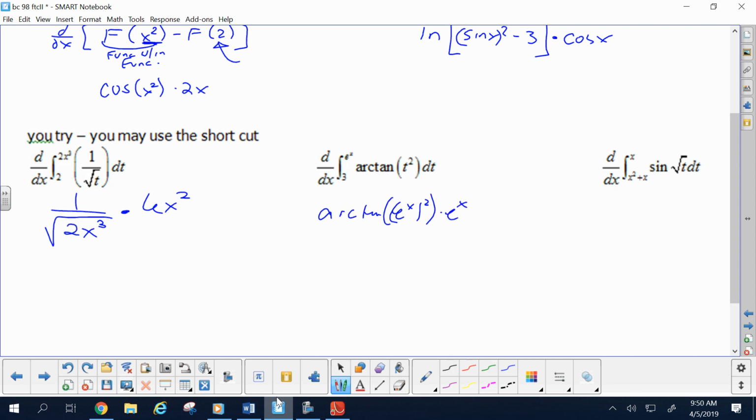And then throwing you a curveball, what is this one? Sine of root x times the derivative of the inside there is 1, so that's cool. And that's it? Plus or minus? Minus sine of root of x squared plus x times 2x plus 1. That's about as ugly as you can see. Okay? Are you with me on that?